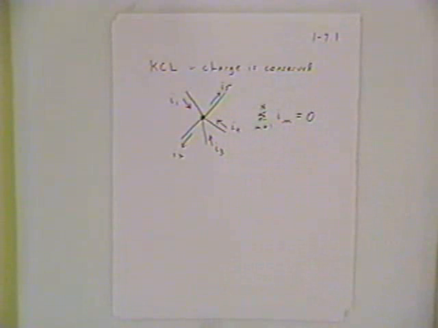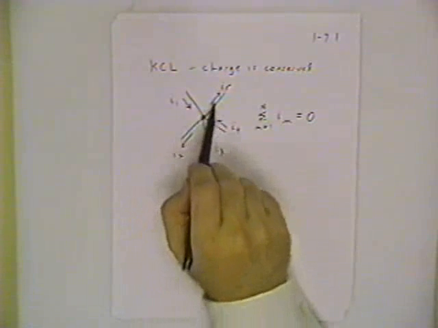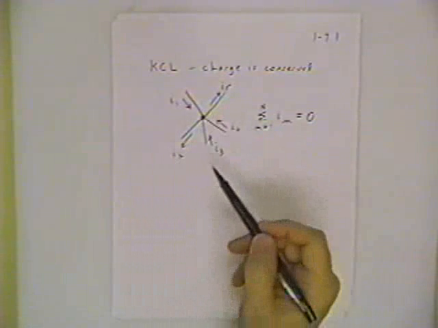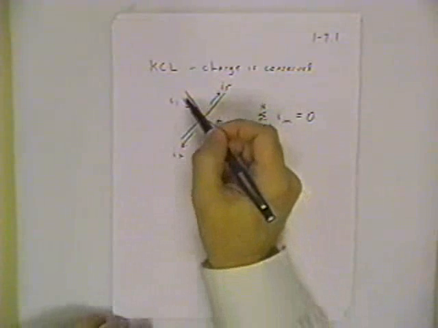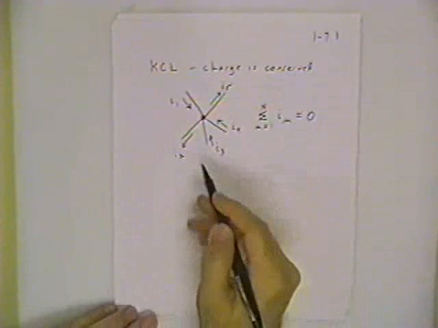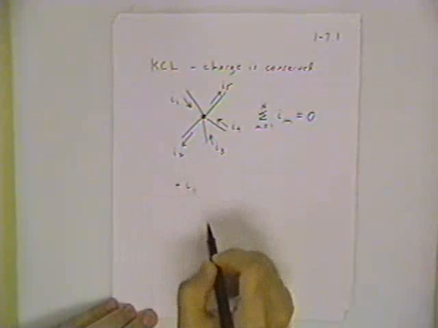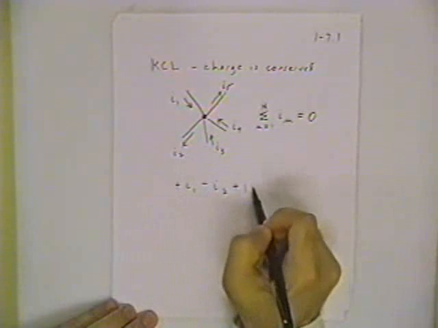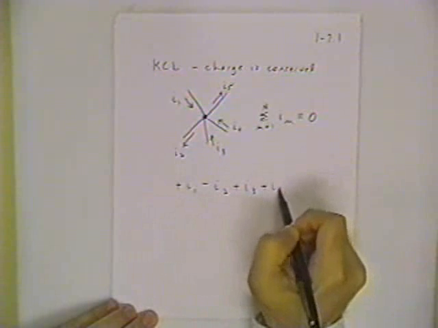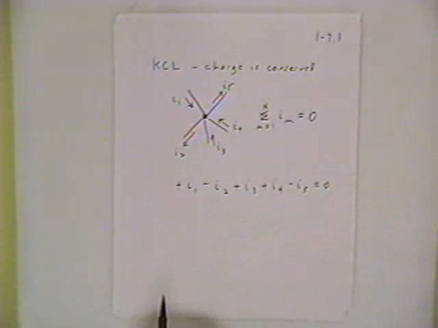And just as we had to pay attention to the polarities of the voltages for the voltage law, in the current law we have to pay attention to which direction the current is going, into the node or out of the node. Once again, it doesn't really matter which algebraic sign we assign to going in or going out. So let's say that we want to call currents going into the node positive. What we would write is plus I1 minus I2 plus I3 plus I4 and then minus I5, all equal to 0.